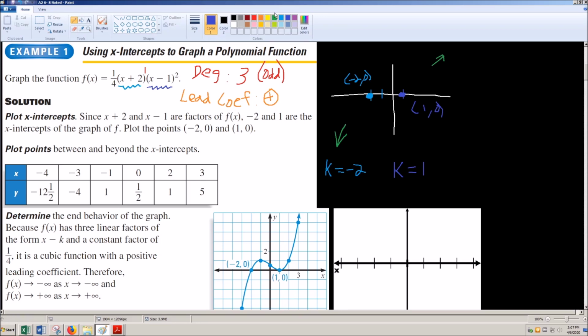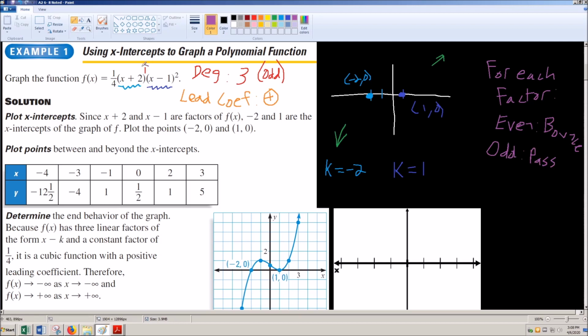And here's how we do it. For each of the factors, so for each one of these things, I just want to know, is it raised to an even or an odd? If it is even, that means it's going to bounce. If it is odd, it is going to pass through. So here I'll show you what I mean by that.